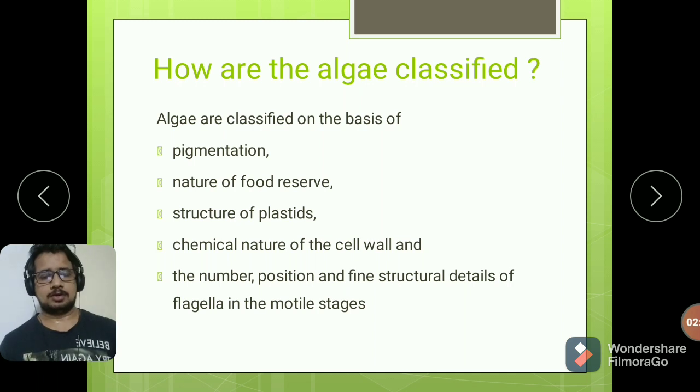The chemical nature of the cell wall, that is the composition of the cell wall, includes compounds like peptidoglycan, pectin, cellulose, and other such compounds like fucoxanthin sometimes.